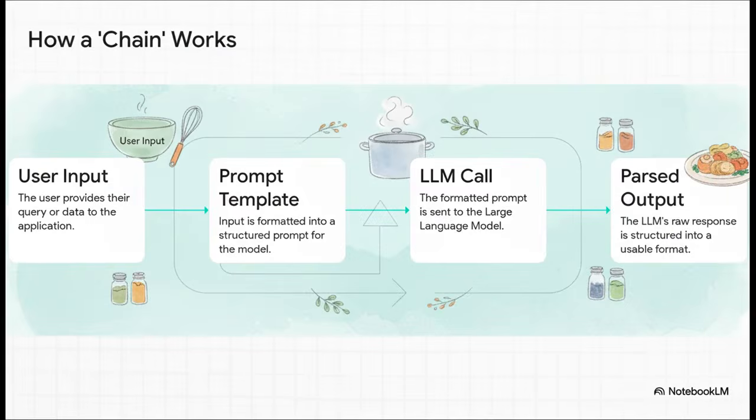And this is exactly what that recipe looks like in action. A user gives some input, which gets slotted into a prompt template. That nicely formatted prompt gets sent to the LLM, and then the LLM's raw response is parsed into something clean and useful. It's a super clear, predictable sequence, which, by the way, is incredibly powerful for a huge number of tasks.